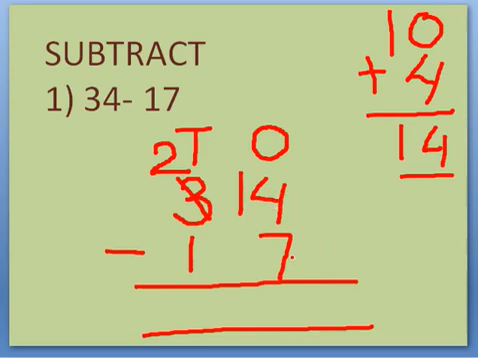Now we can subtract 14 minus 7. And how will we do the subtraction? We will do it using backward counting. So 14 minus 7. We will start after 14 and come down to 7. You can count it on your fingers. 13, 12, 11, 10, 9, 8, 7. So they are 7 in number. You can count it on your fingers.